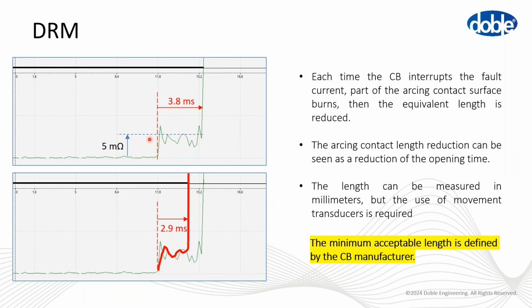The arcing contact length can be evaluated with the duration of this part. Usually you must compare this result with the previous one to see if this duration is shorter than the year before or something like this. So if it goes from 2.9 milliseconds to 3, I mean the opposite, if it goes from 3.8 milliseconds to 2.9, it means that this part of the arcing contact is no longer present. So you can compare both results to see the condition of the arcing contact.